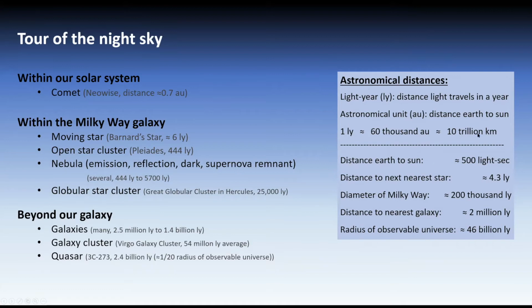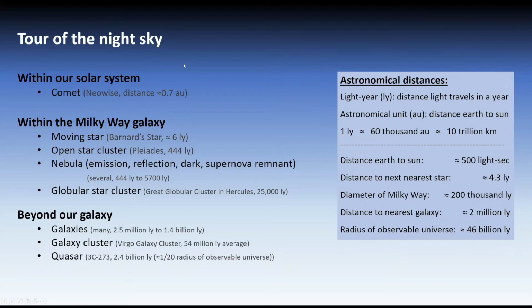And this is what I wanted to get at, so that you can have some appreciation for the objects that you're looking at through your telescope. The distance from the Earth to the sun is 500 light seconds. The distance to the next nearest star is about 4.3 light years. The diameter of our galaxy, the Milky Way, is 200,000 light years. About 10 times larger than that is the distance to the nearest galaxy, about 2 million light years, and about 2,000 times larger than that is the radius of the observable universe, 46 billion light years.